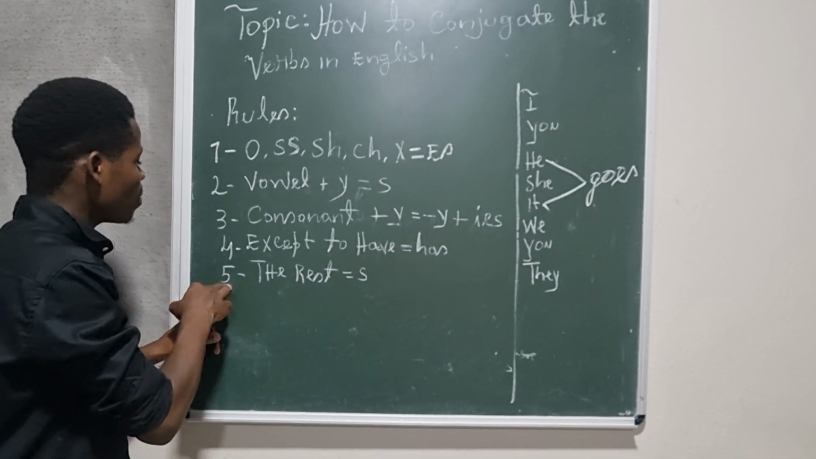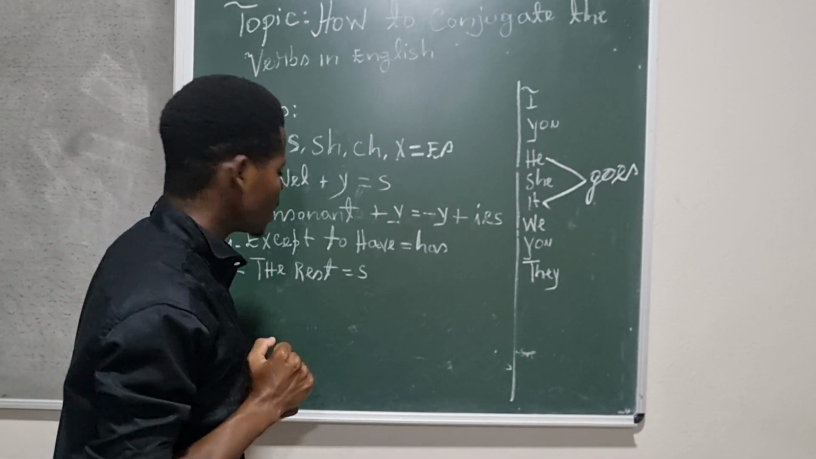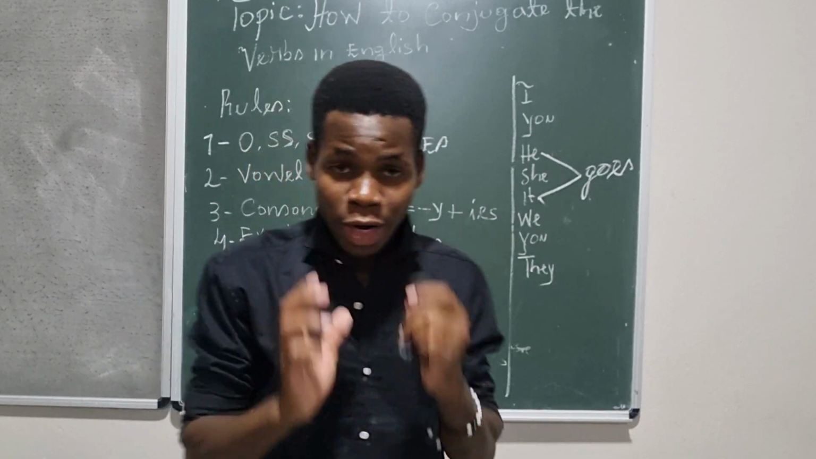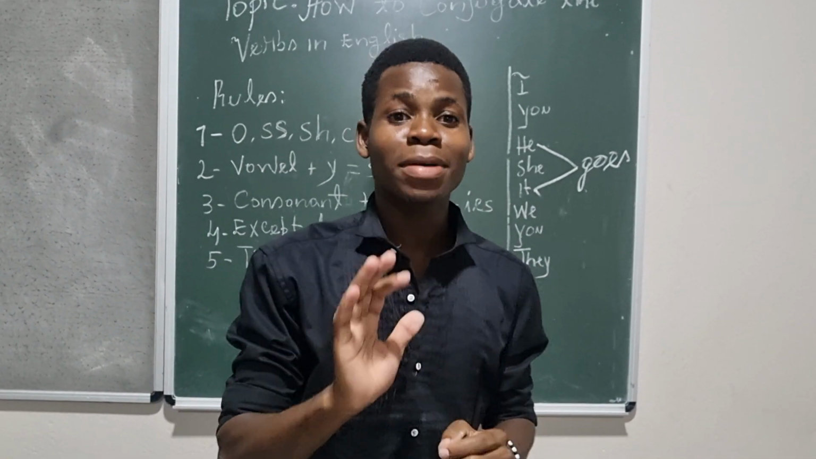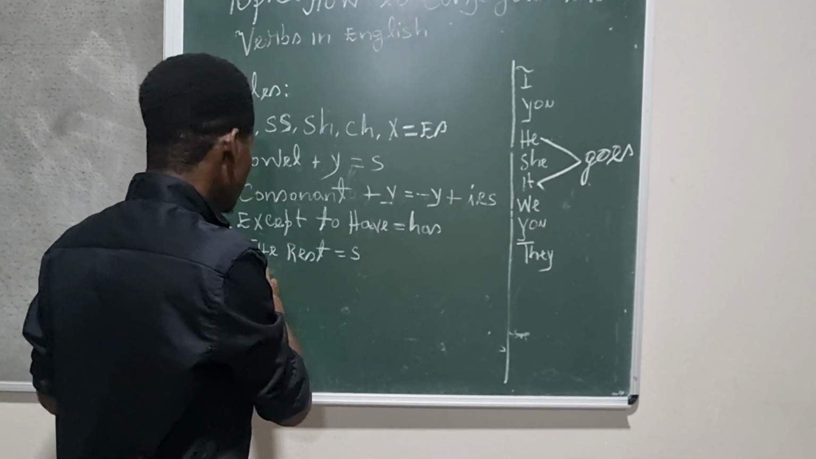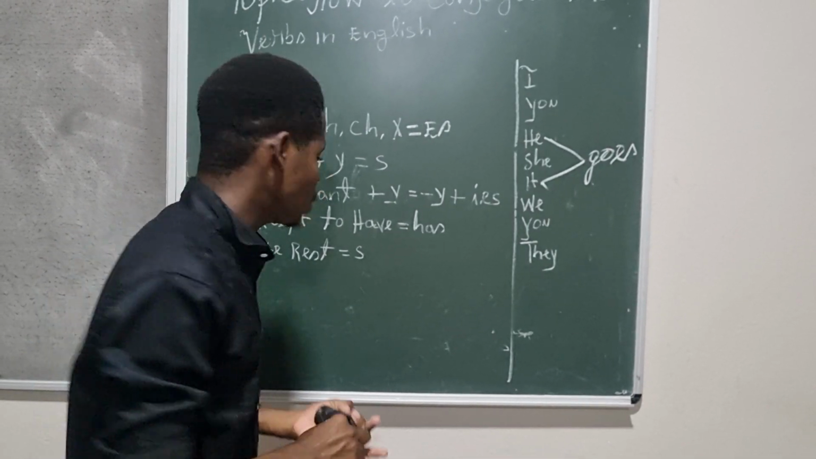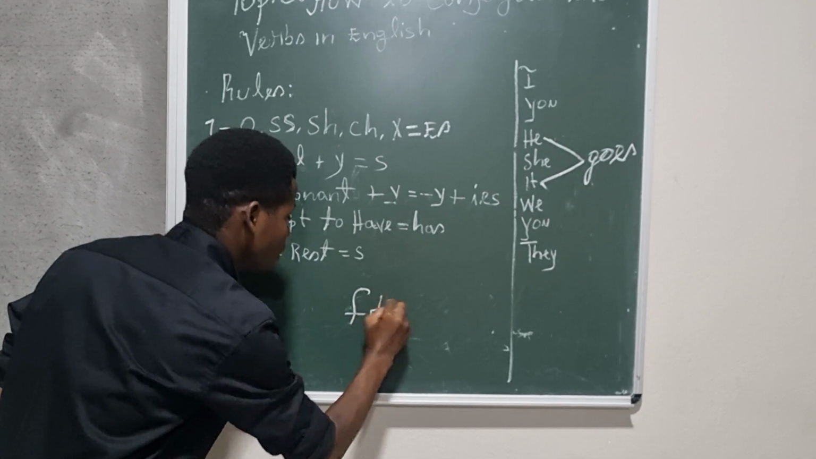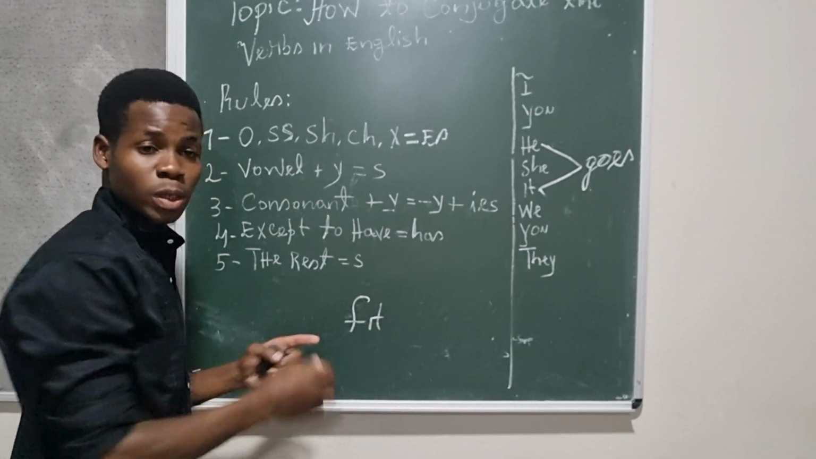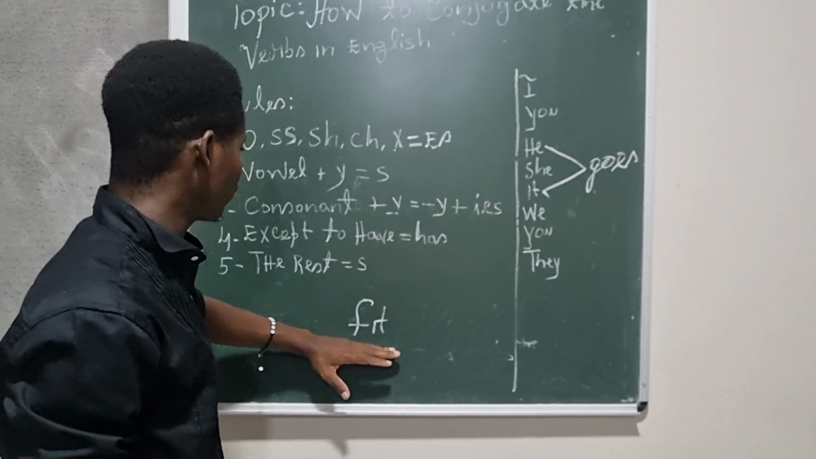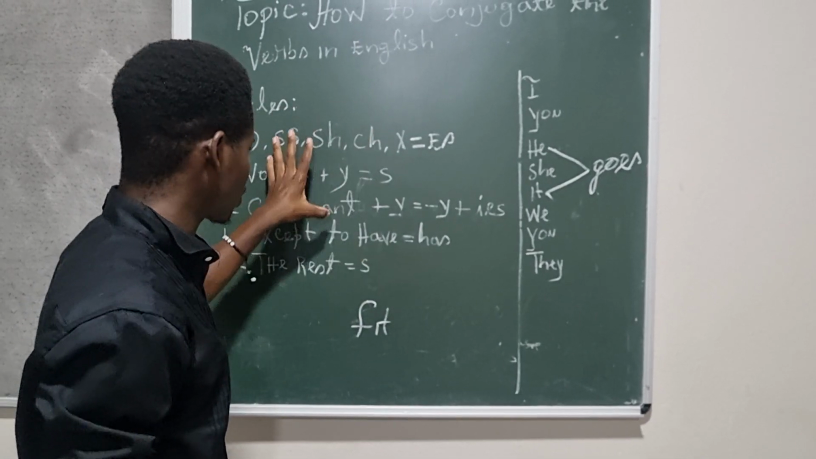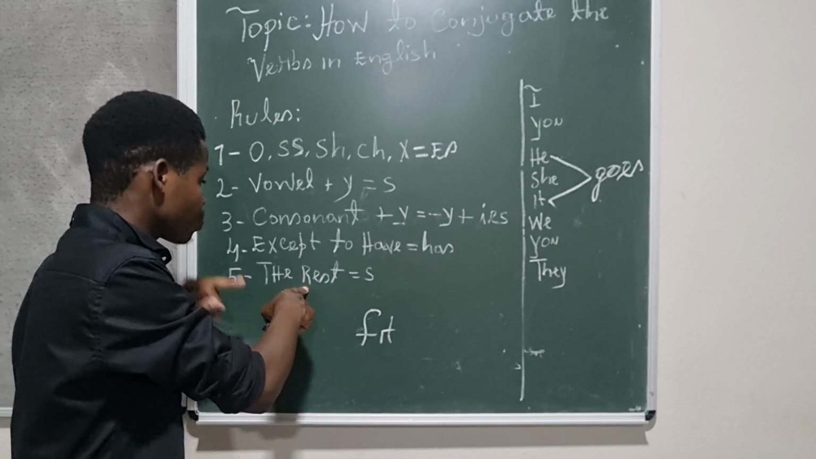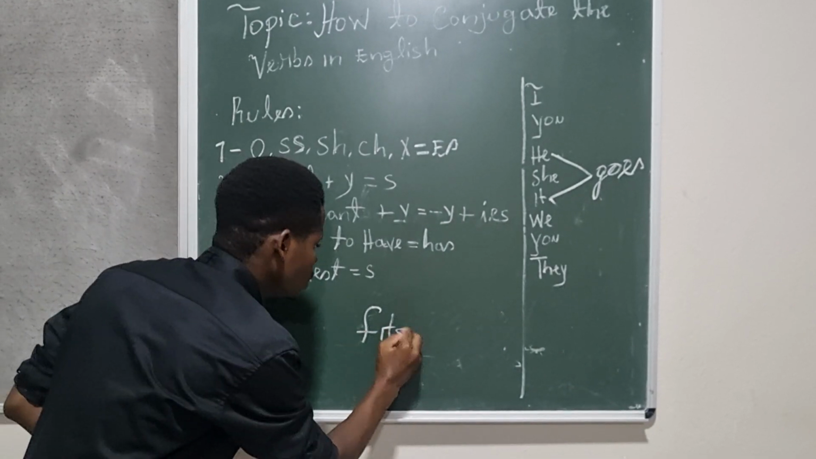Then we go to rule number 5. Rule number 5 says that the rest, meaning all the verbs that don't make part of this structure, we will just put s to conjugate. For example, we have the verb to fact. If you see in this structure, there is no rule to conjugate the verb to fact. It means that it makes part of the rest, then we will put s.